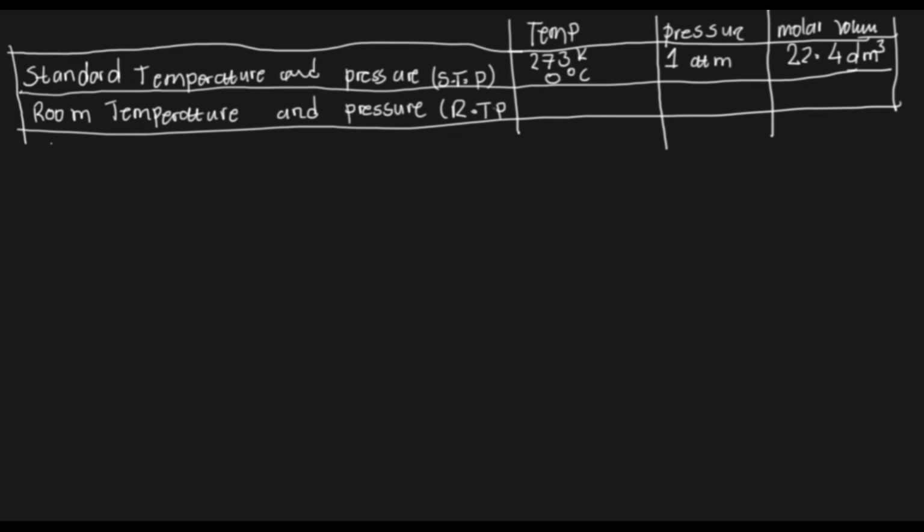Now let's look at now the condition where we have room temperature and pressure. So when the temperature is at RTP, in degrees Celsius is 25, then in Kelvin is 298.